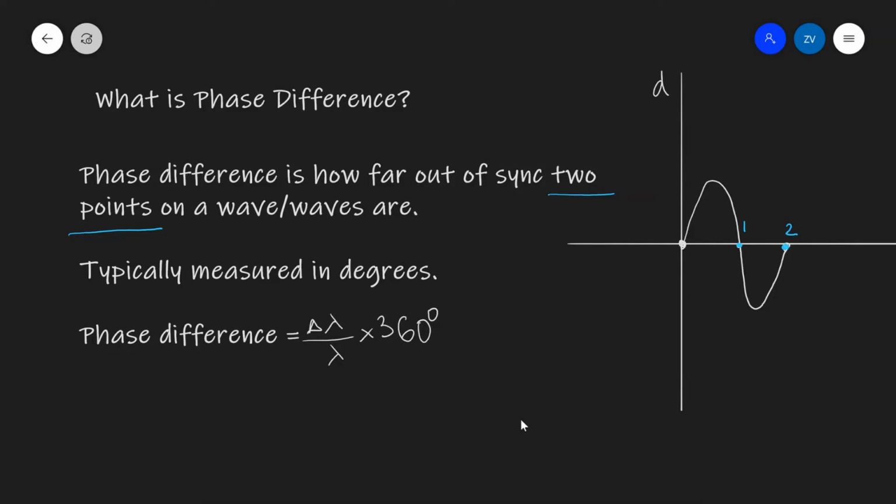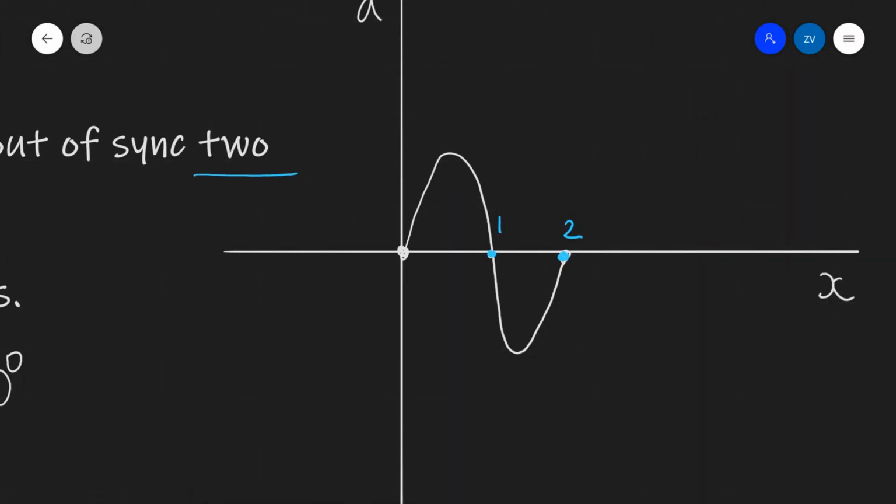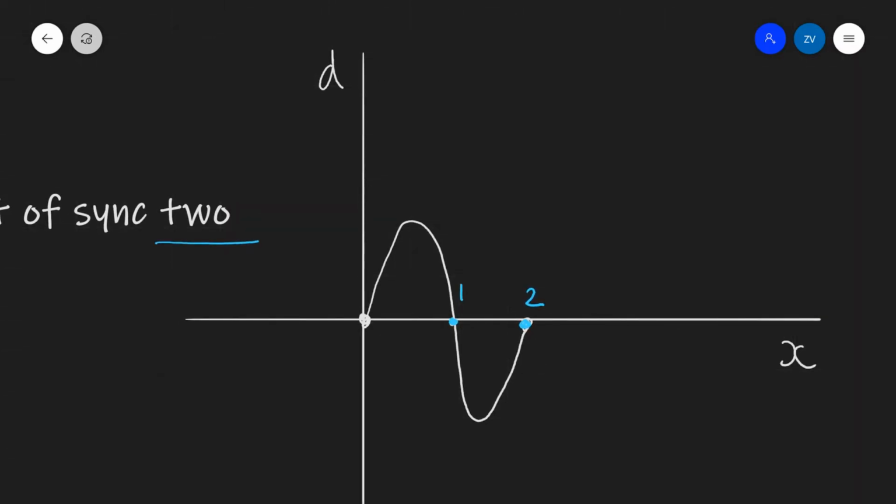Okay, so let's have a look at an example. Over here on the right, we have a wave with two points along the wave. Now, what is the phase difference between those two points? Well, what I'm going to do is simply write down my equation for phase difference. So, phase difference is equal to the fractional change in wavelength, that's delta lambda over lambda, multiplied by 360 degrees.